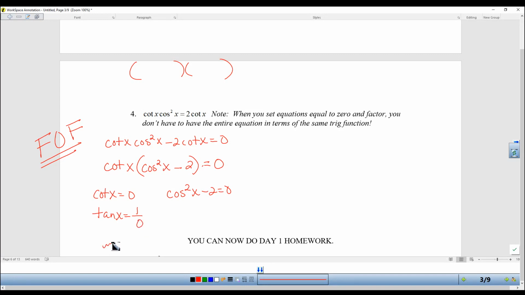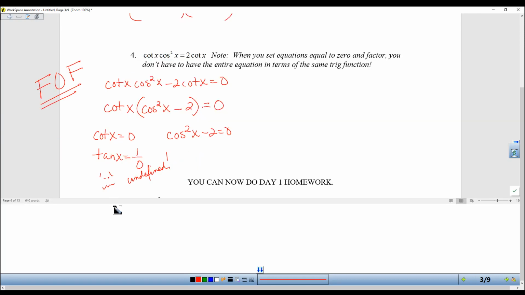Ooh. Now what? You can never divide by 0, right? So it's undefined. Well, when is tangent undefined? Tangent is undefined at pi halves and at 3 pi halves. And then, of course, you can write, because it's tangent, plus pi n and plus pi n. But if you think about it on the chart or on the unit circle, here's pi halves. And if I add pi, where am I? 3 pi halves. So it is redundant, and you only need to say one of them.